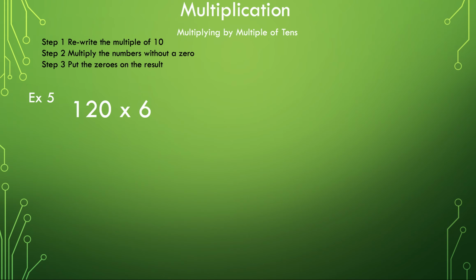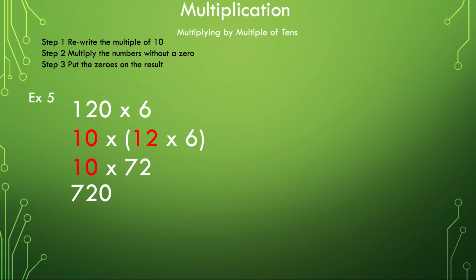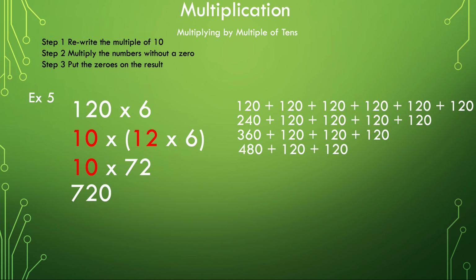Now let's take a look at example 5. This one's a little bit different because it's not a multiple of 100, it's a multiple of 10. So we're going to rewrite it as 10 times 12 times 6. I'm going to separate 12 into 6, which gives me 72 times 10. And your answer is 720. Let's go ahead and see why this works with addition. 240, 360, 480, 600, and finally 720 is your answer.